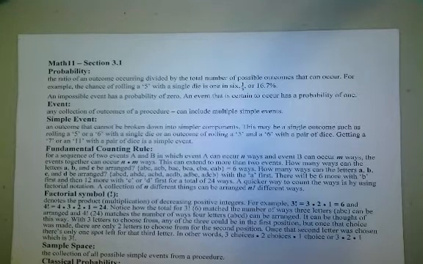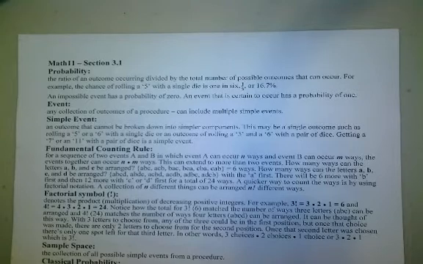An impossible event has a probability of 0. An event that is certain to occur has a probability of 1. So basically, all probabilities need to be between 0 and 1. You cannot have a probability that's greater than 1.